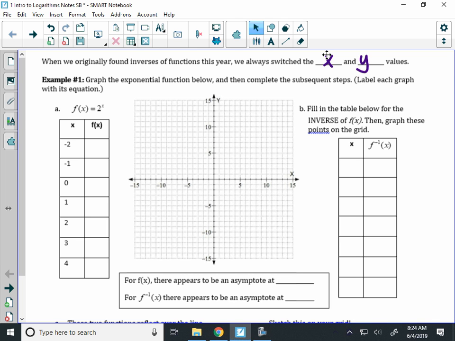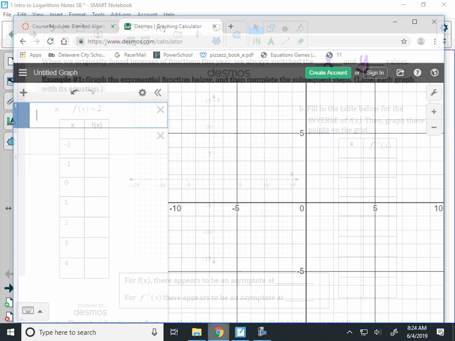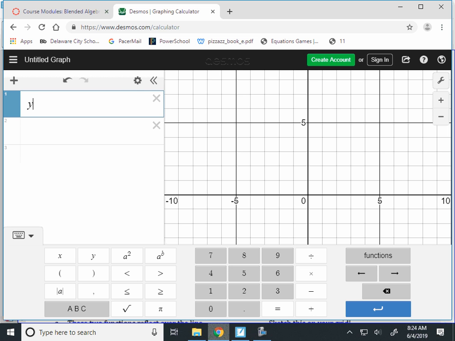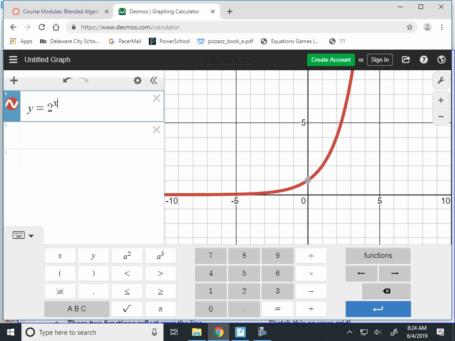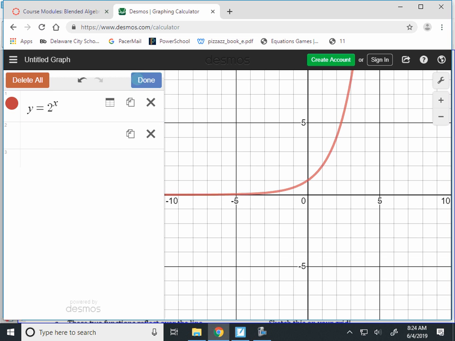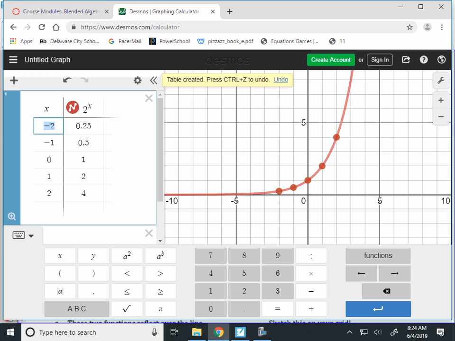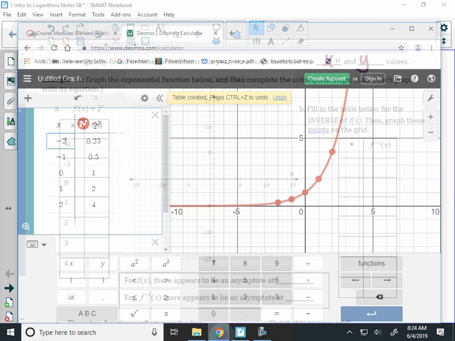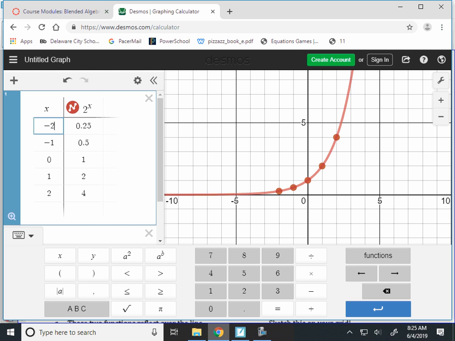Over here on the left, we're going to fill in this table for the graph 2 to the x and then graph it on the grid. So pull up your calculator or Desmos here, and we'll type in the function y equals 2 to the x. You're going to need the table, so go ahead and make a table. And it looks like the points we're graphing are from -2 to 4. So I have -2 to 2 here.